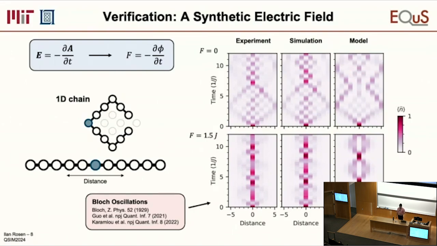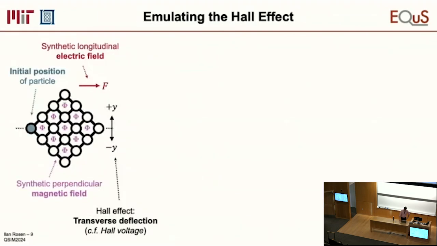So there's a few different ways to think about it. If you want a momentum space picture, it's basically the wave vectors rapidly oscillating around the Brillouin zone, and at the end the particle can't actually move. Okay, great. So this verifies that we have a synthetic electric field from this protocol. So now we get to do some fun physics with it. So let's start by thinking about the Hall effect.